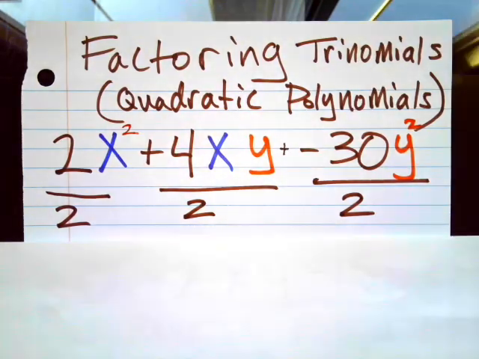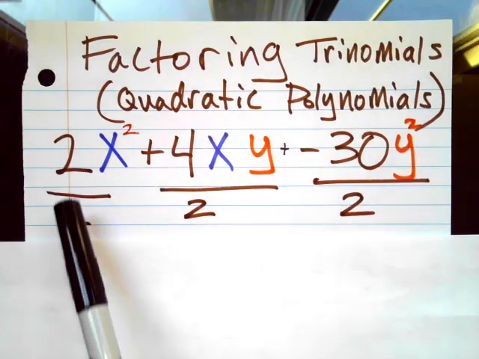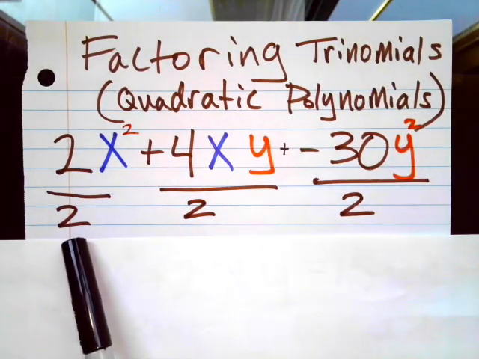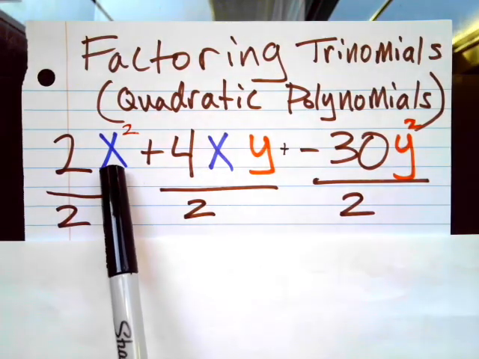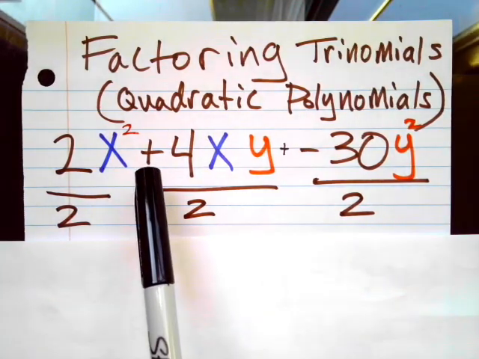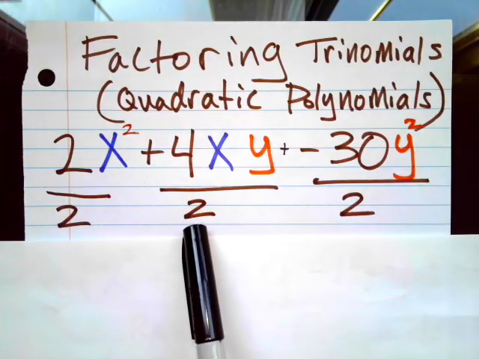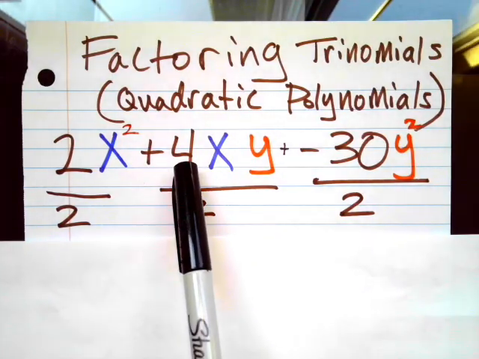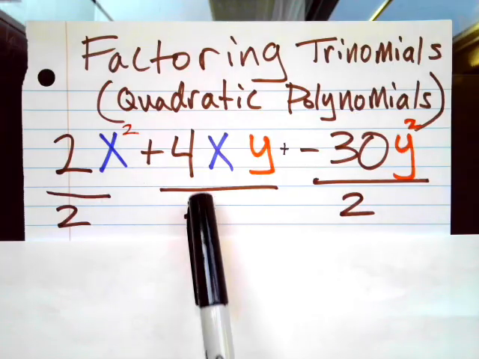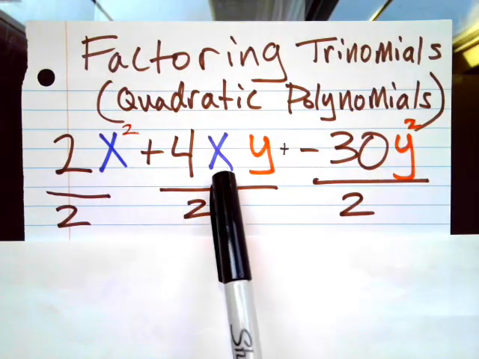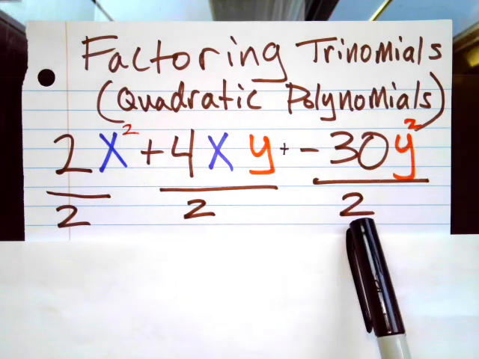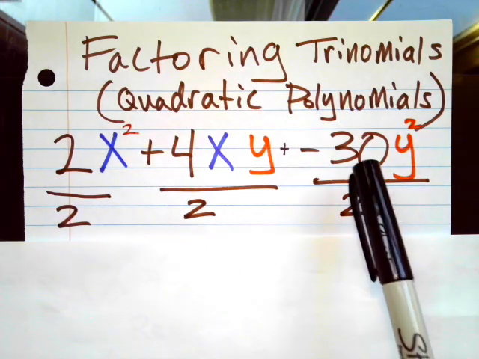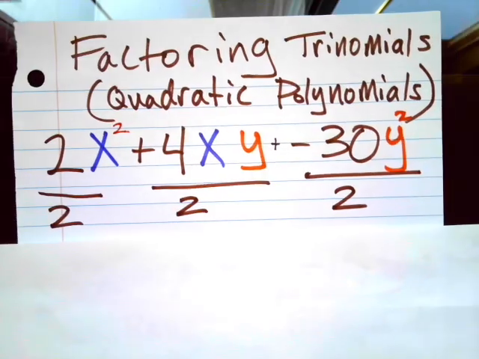So I'm going to pull out and factor out a 2 from each of these terms. What am I left with when I divide 2 by 2? I'm left with just an x squared. What am I left with when I divide a positive 4 by 2? 4 divided by 2 is 2. I'm left with 2xy. And what am I left with when I divide a negative 30 by 2? I'm left with a negative 15y squared.